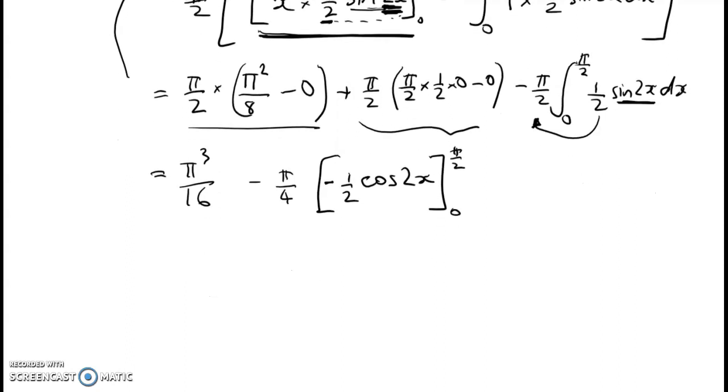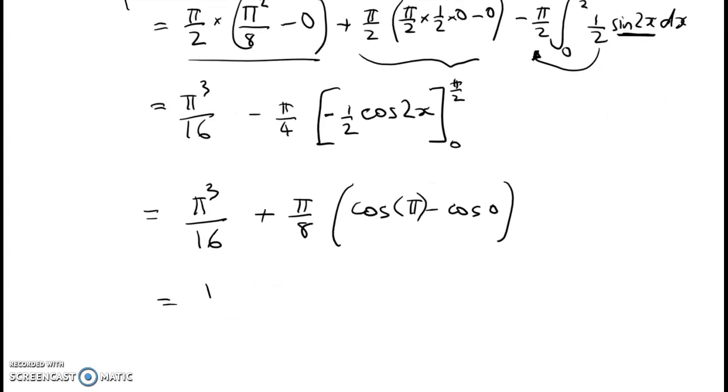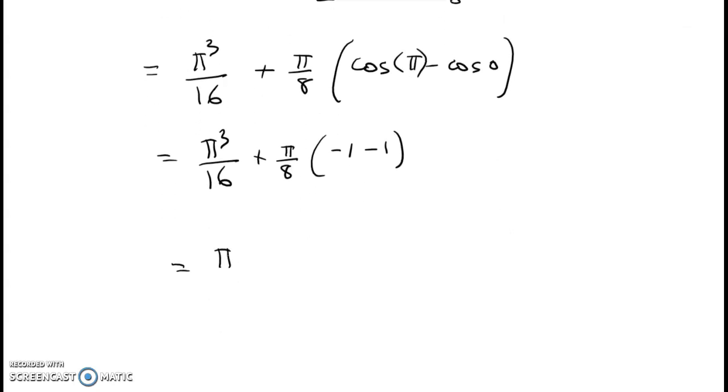Hopefully if you're watching this early, you can see how much practice you've got to get fluent in doing these IBP questions. So we've got pi cubed on 16, and now I've got plus pi on 8 times cosine of pi minus cosine of 0. Pi cubed on 16 plus pi on 8 times -1 minus 1. Just about there. Pi cubed on 16 minus 2 pi on 8, which is pi on 4.